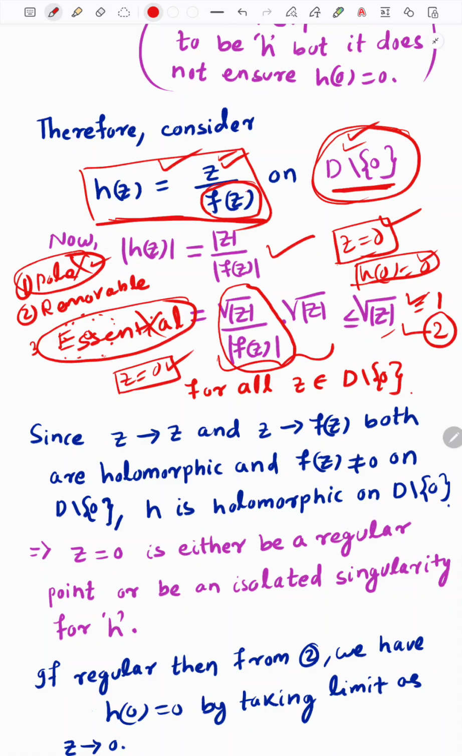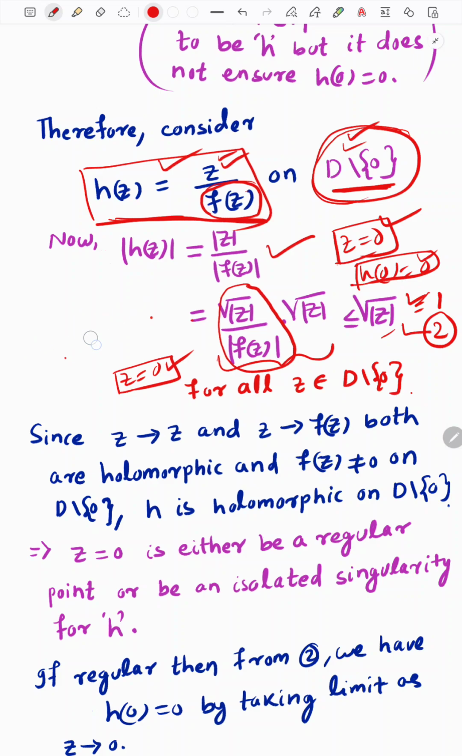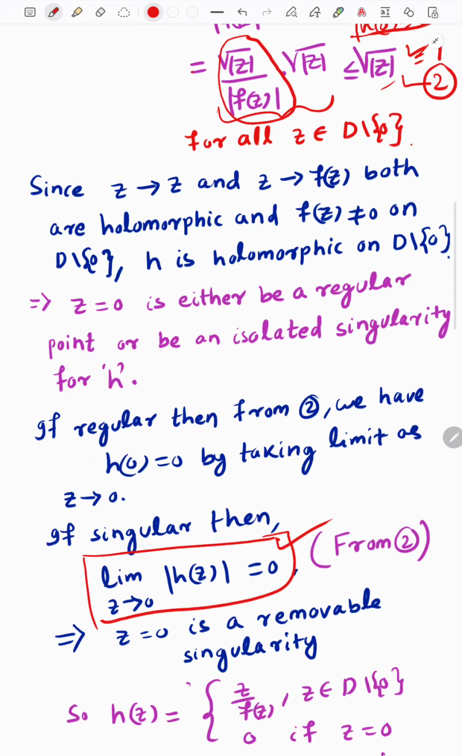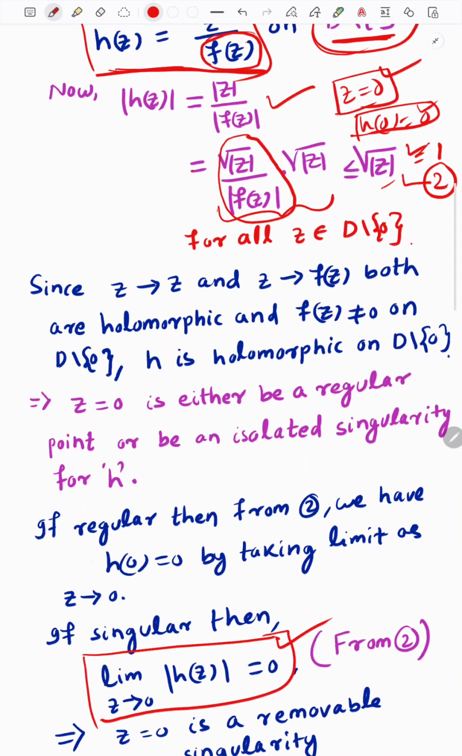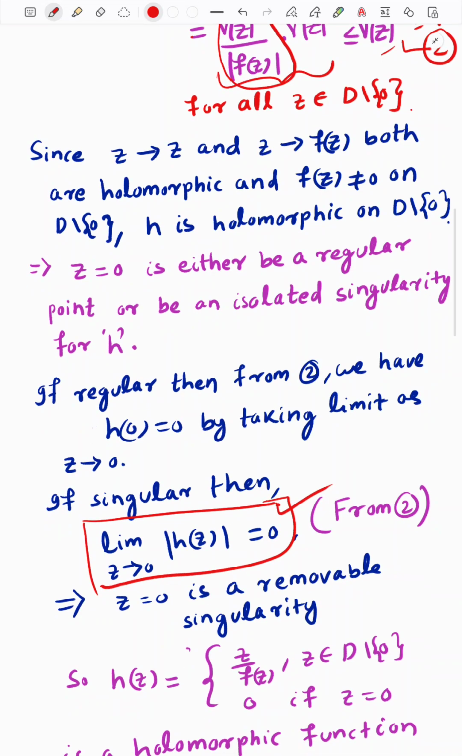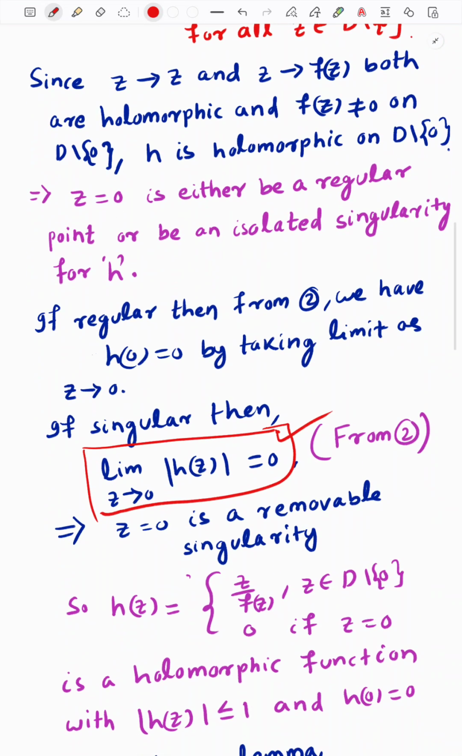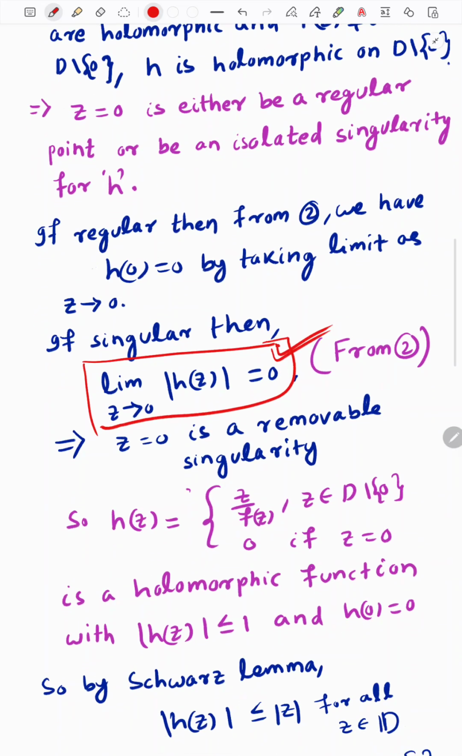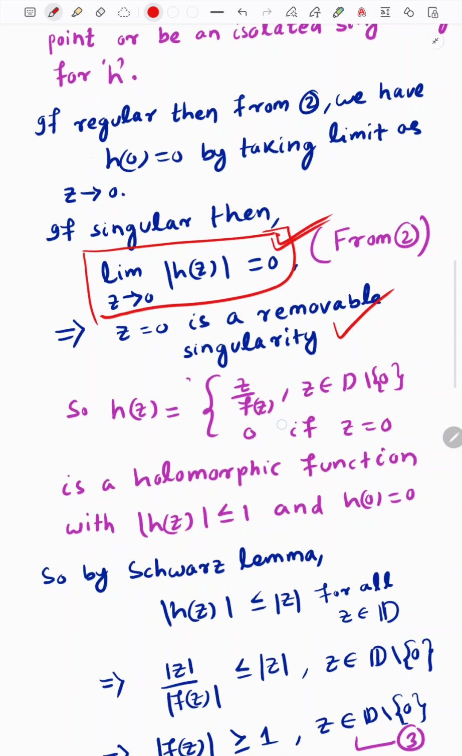Okay, so the only possibility is the removable singularity, means we are getting that either z equal to 0 is a regular point, or if it is a singular point, then it is a removable singularity. Okay, if it is a regular point, then we are done, that h of 0 is equal to 0, which is our requirement to apply the Schwarz lemma. If it is not a regular point, then this limit value is 0. It ensures that it is a removable singularity.